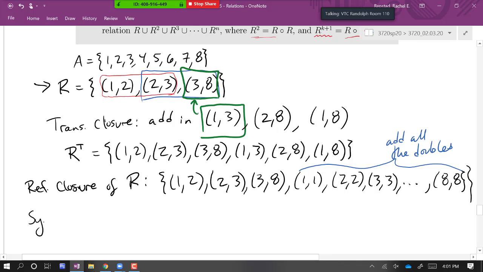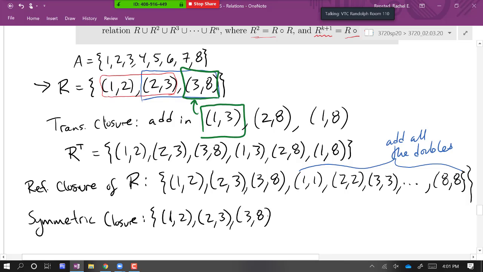For the symmetric closure of R, again, I'm going to go back to the original relation as given here. What would we have to add? I'm going to start with what they gave us. All of these closures contain the original relation, so we start with those always. What do we need to add to get the symmetric closure? 2, 1, 3, 2, 8, 3. Great.